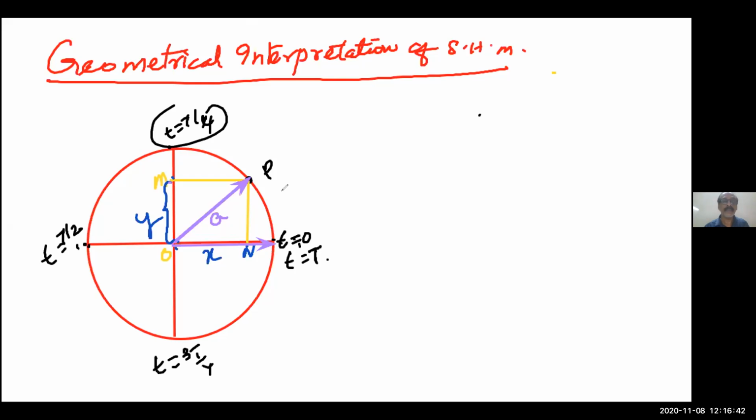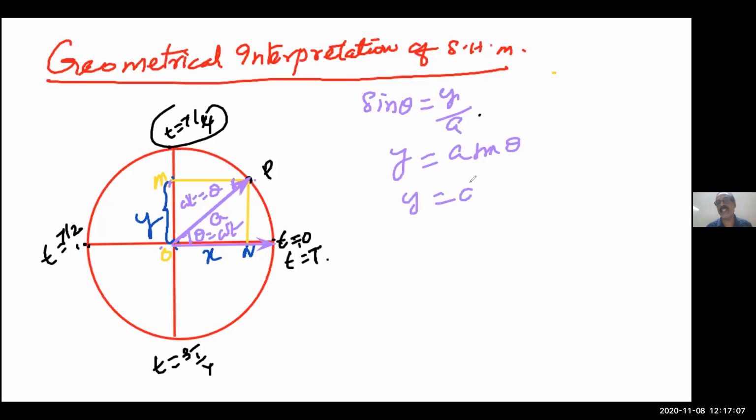Look here now. This projection we are studying. Now look, this is theta. This is also theta. This is equal to omega t. Theta is omega t. Now look at this here. Sine theta is equal to opposite side y over hypotenuse A. So y is equal to A sine theta, or y is equal to A sine omega t. So now we got the formula. This is the formula which represents every simple harmonic motion.